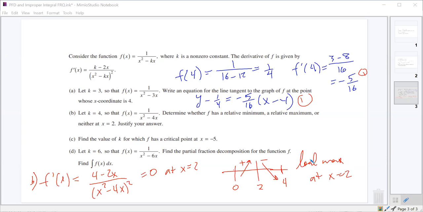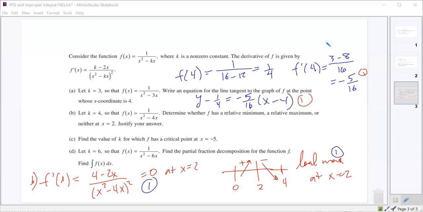So 1 point for the answer with the justification, and 1 point, I don't know why they would have, for considering f prime of 2 and showing that f prime of 2 is 0. They gave you a point for that.